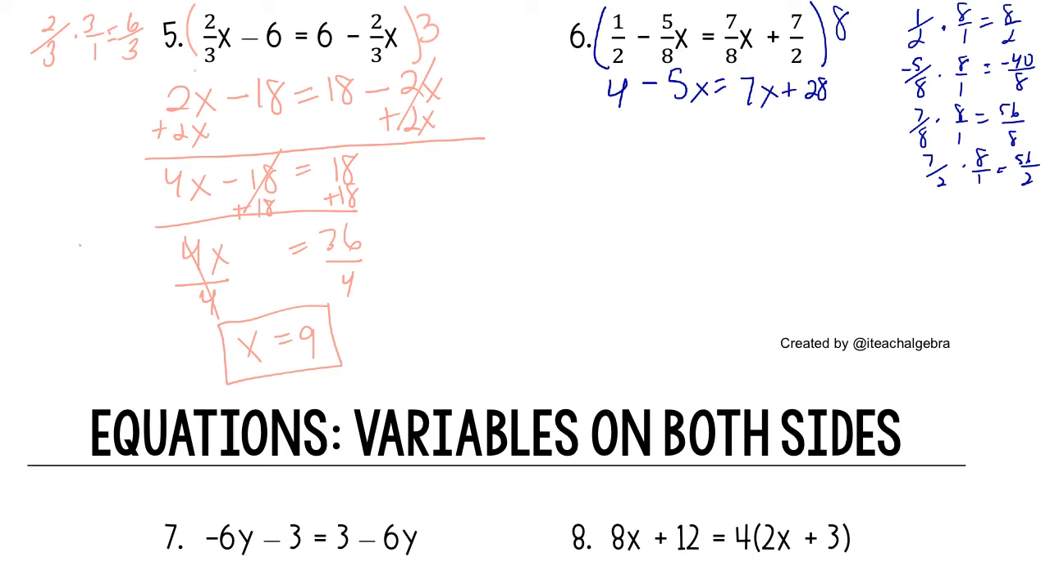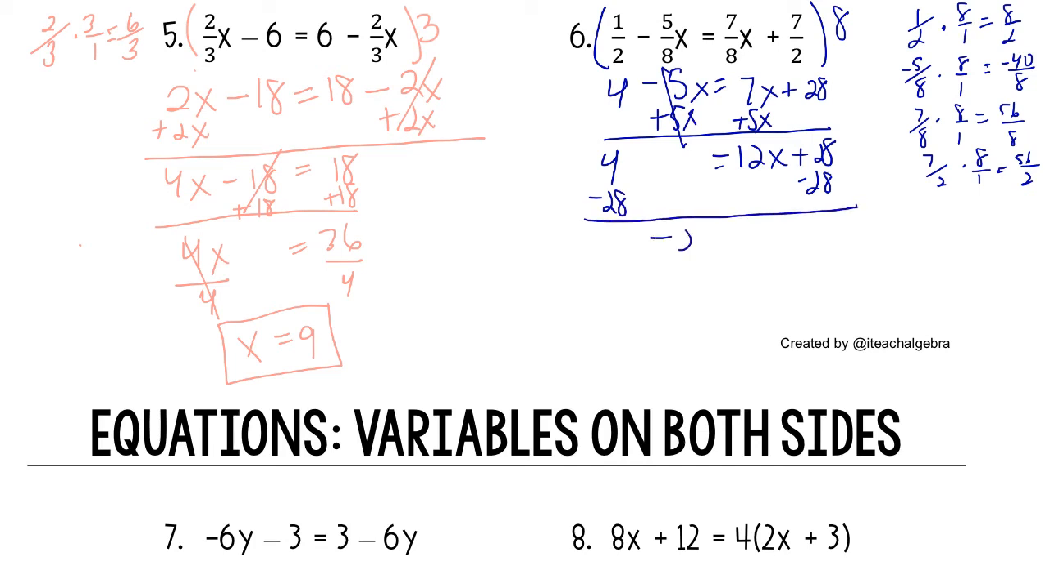We can solve this. I'm going to add 5x to each side. And 4 x's cancel, equals 12x plus 28. Now we need to get the constants together so we can subtract 28. That's -24 equals 12x. Divide by 12. -2 equals x. So x is -2.